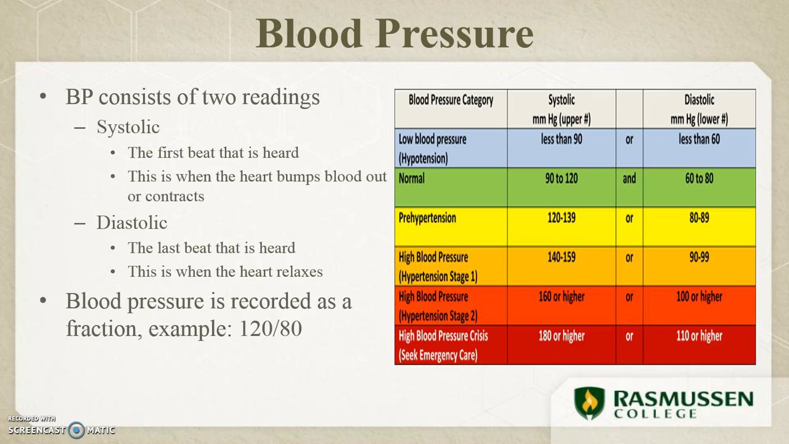It is typically recorded as a fraction. So, for example, 120/80 is an average blood pressure. There are two key pieces of equipment that are needed to help obtain a blood pressure. First is your stethoscope. The second is a sphygmomanometer, or a blood pressure cuff.